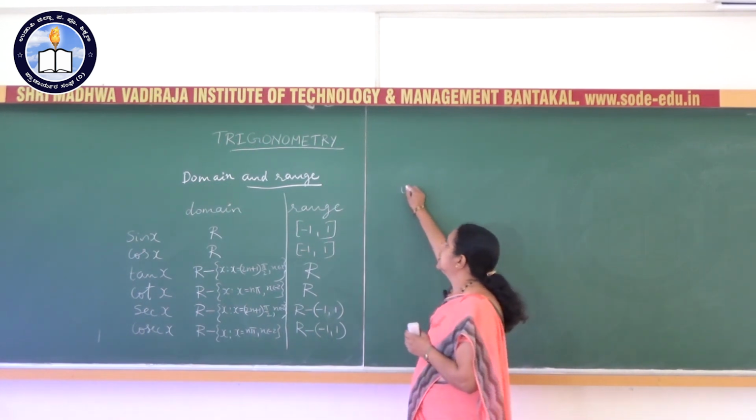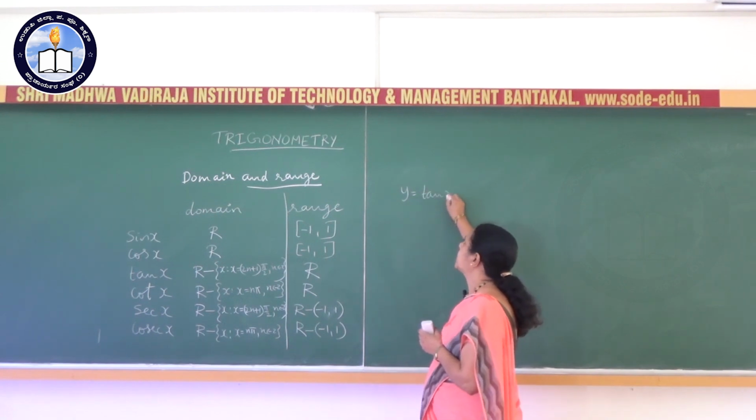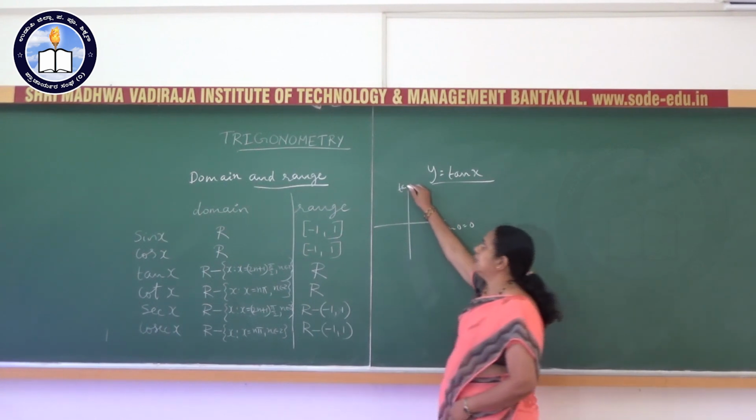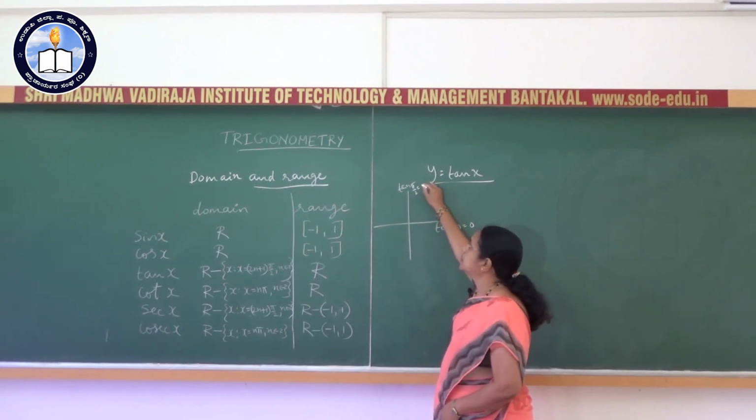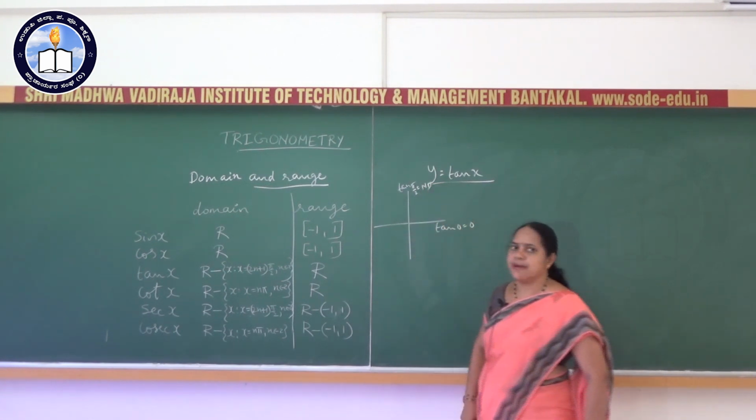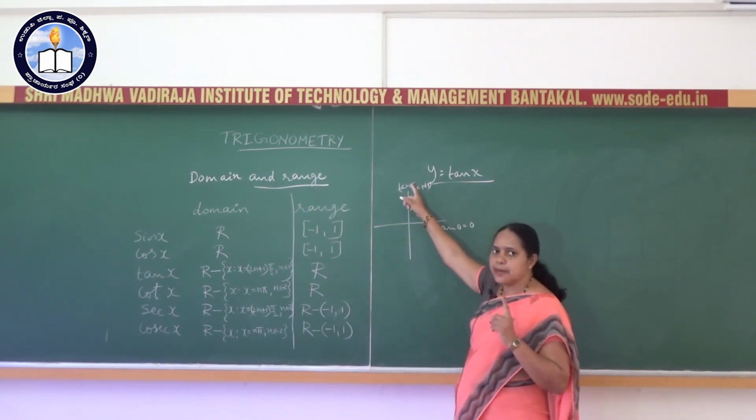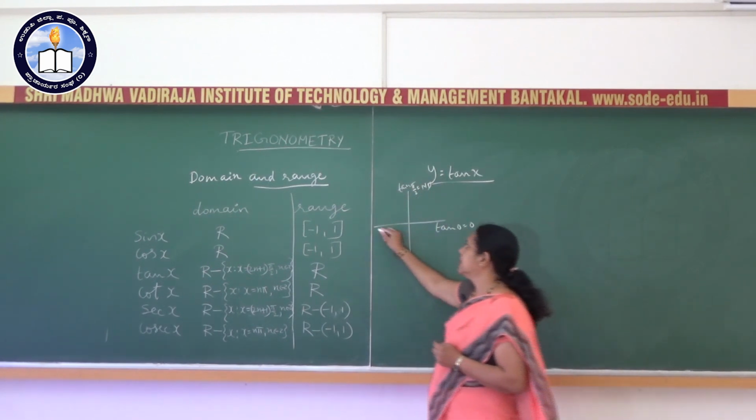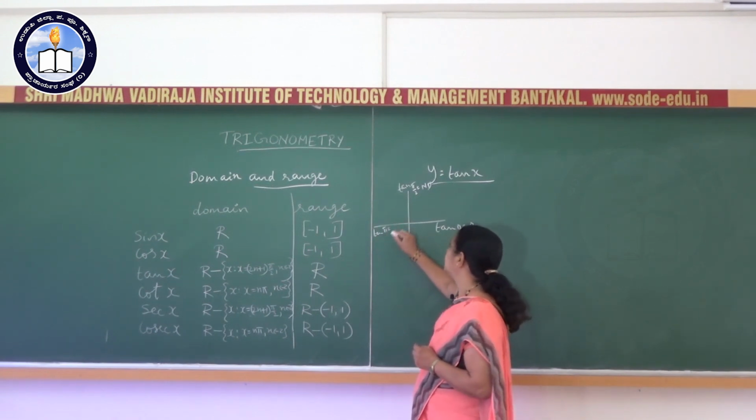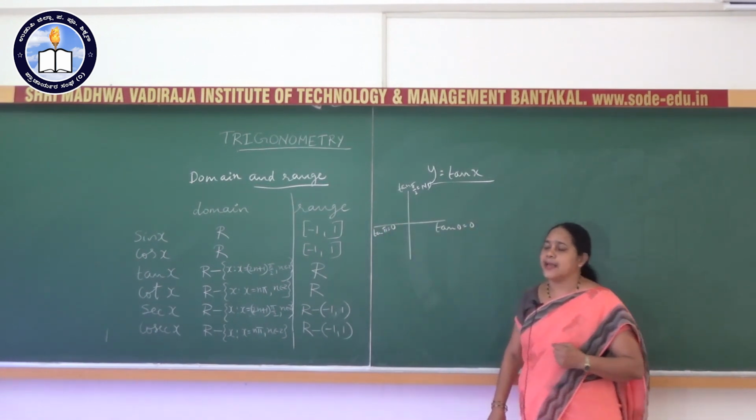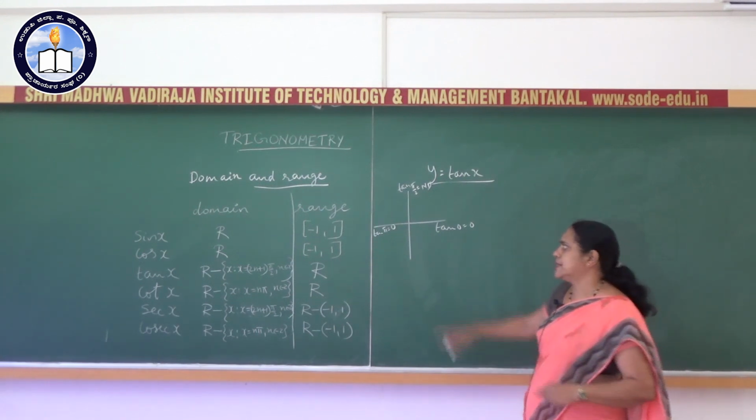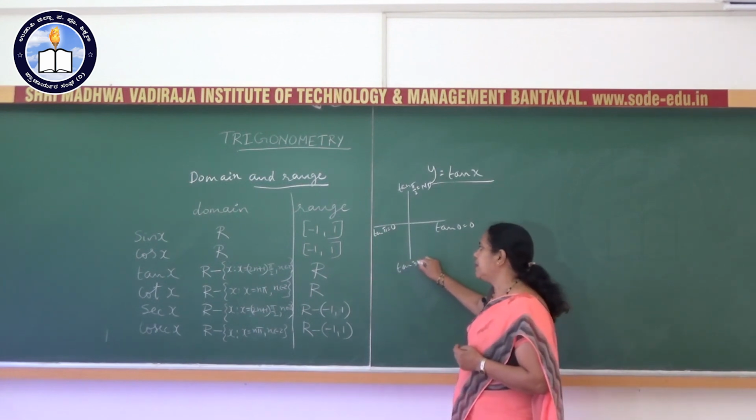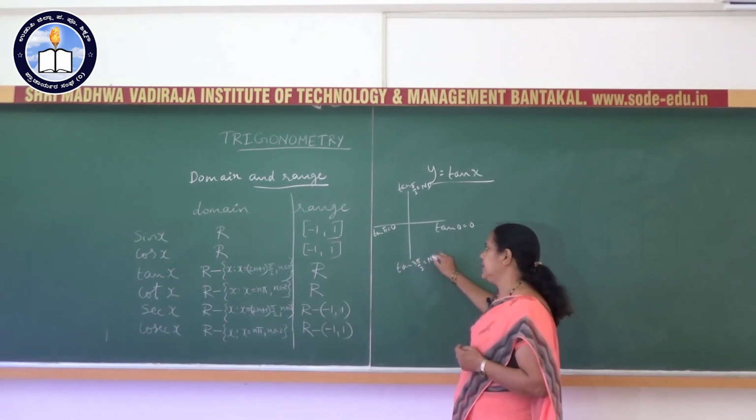Now, the third function, y equals tan x. Tan 0 is equal to 0. Tan pi by 2 is equal to sin pi by 2 divided by cos pi by 2, but we know sin pi by 2 is 1, cos pi by 2 is 0, so tan pi by 2 is not defined. Tan pi is equal to sin pi divided by cos pi. Sin pi is 0, cos pi is minus 1. 0 by minus 1 is equal to 0. Tan 3 pi by 2 is not defined.